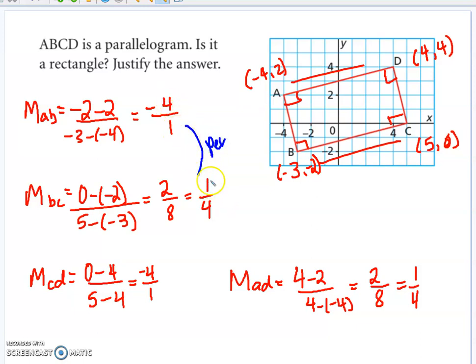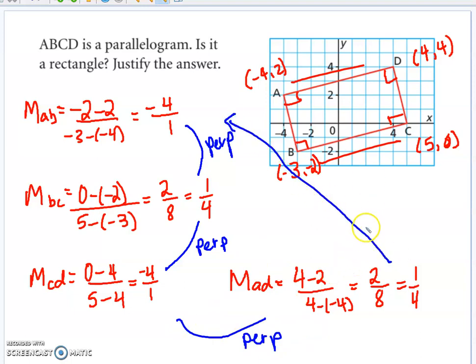First of all, look at this. This is the reciprocal and the sign change. So the negative reciprocal. Okay? Same thing happened here. BC is perpendicular to CD. Again, 1/4. The reciprocal is 4/1 and it's flipping the sign. Okay? And the same thing happens between CD and AD, and then AD and AB.